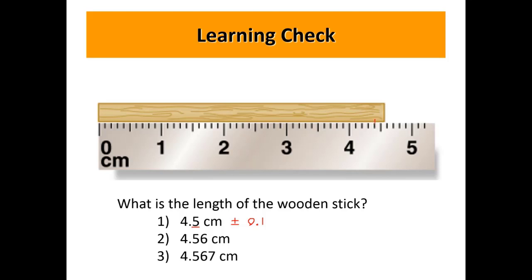But 4.4 is right here, right? And 4.6 is right here. I'm not uncertain about it being between 4.4 and 4.6, right? If somebody said 4.4, that's totally wrong. This is clearly not 4.4. So I can't use this. This is not accurate. It doesn't indicate the level of precision that I have with this instrument.